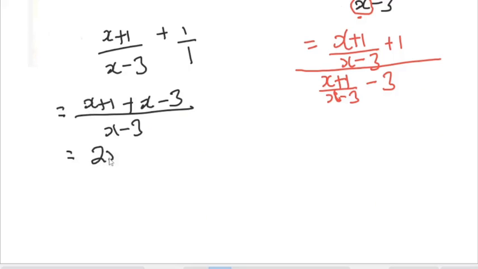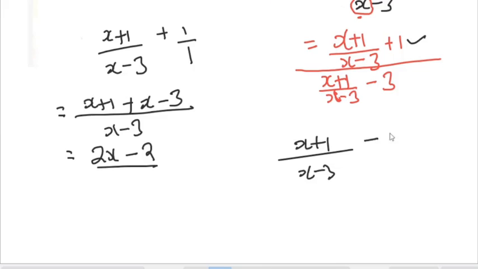We are going to have 2x, then positive 1 minus 3, we are going to have negative 2. So this is the numerator. Okay, now you can check this one has been worked out. We have our denominator right here, and this denominator of ours is (x plus 1) over (x minus 3) minus 3. So you can also say this one, we say (x plus 1) over (x minus 3) minus 3.